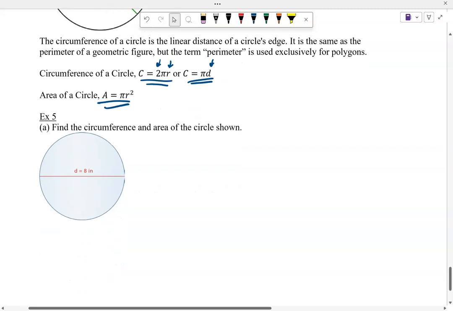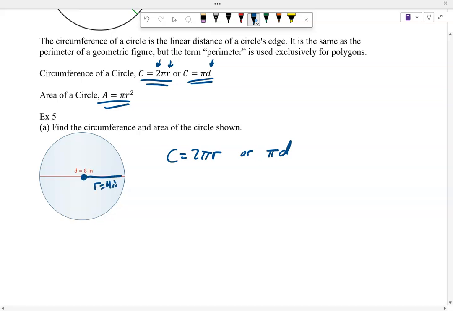So let's go ahead and find the circumference here, and the area. Let's start with our circumference, 2 pi r, or you could go pi times the diameter. Notice our diameter here is 8, so our radius would be half of that, 4 inches, right? So let's punch it in, 2 times pi times 4 inches, so I got 2 times 4 is 8 pi inches.